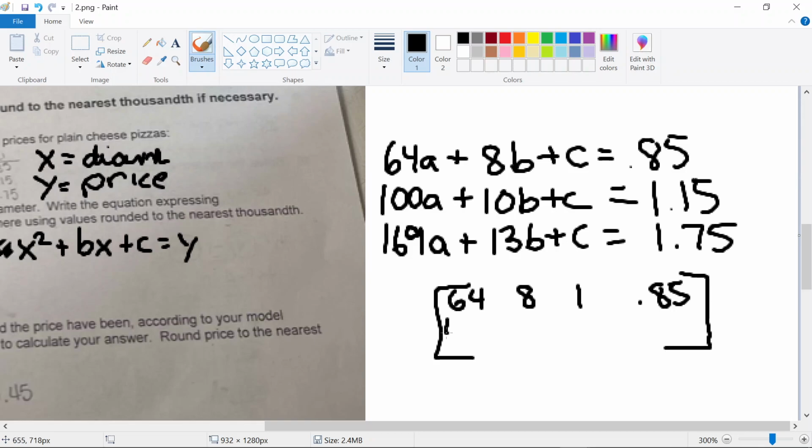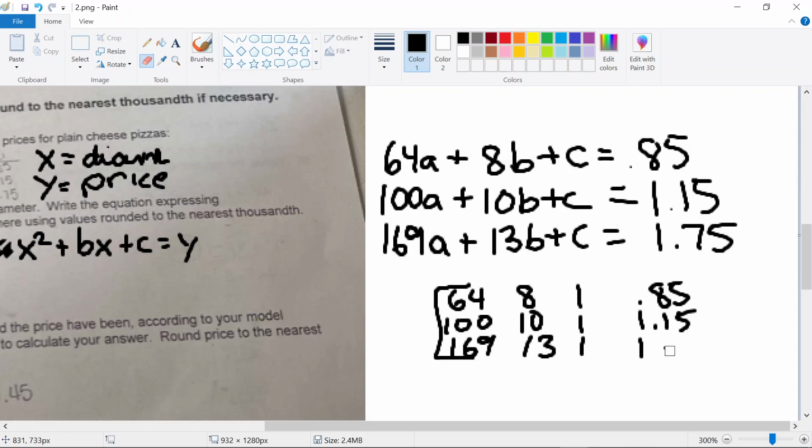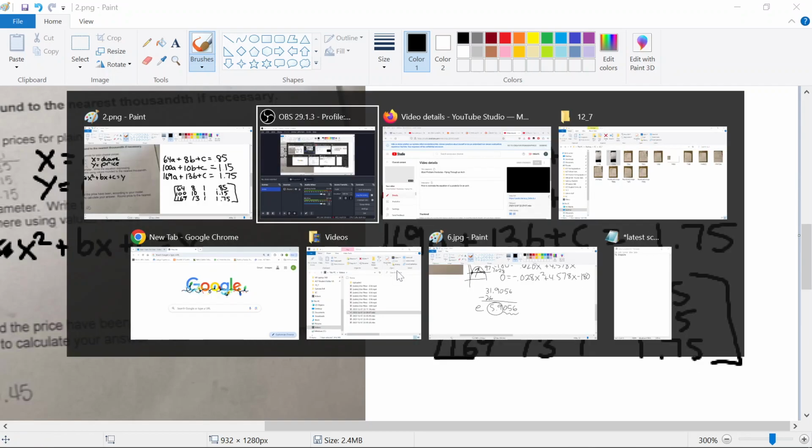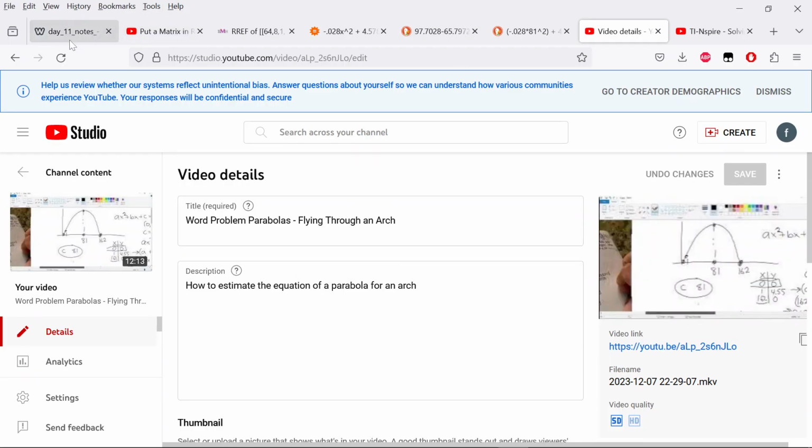And then I put 100, 10, 1, it's 1 times C, is $1.15. And then the last one is 169, 13, 1, and $1.75. And this bracket is too small. So watch the video on how to use a TI Inspire to solve this matrix or turn it into reduced row echelon format. I also have a link here to do this.